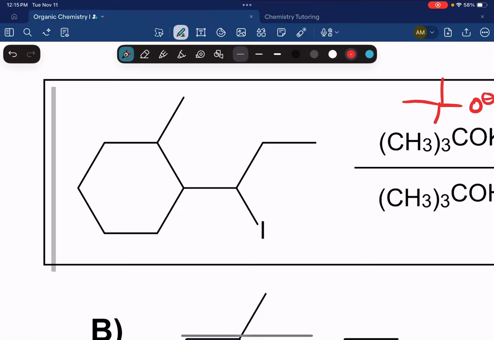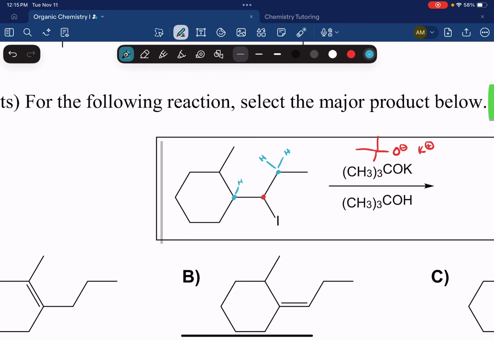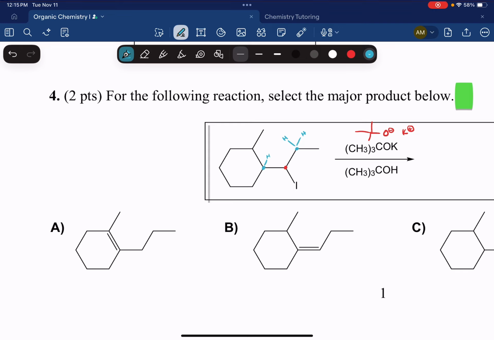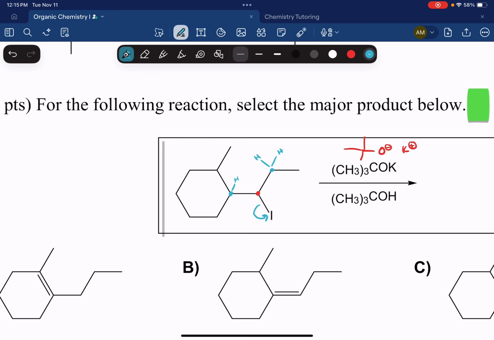So let's look at it. Where's our alpha carbon? Here. Where are our beta carbons? Here. Right? This has hydrogen, hydrogen. This one only has 1, because it already has 3 bonds. Okay. Now, this is going to pop off. That's our leaving group.